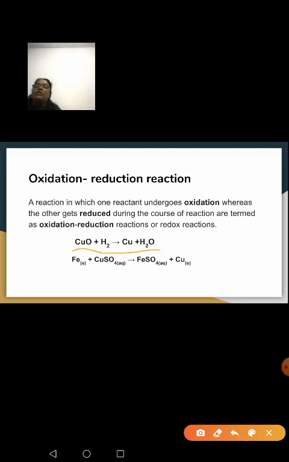I've given one more example also. This displacement reaction that we saw: iron with copper sulfate forms iron sulfate and copper. So iron is undergoing oxidation, it is gaining oxygen, FeSO4. CuSO4 is losing its oxygen, the sulfate is lost, and it becomes copper. So these are examples of oxidation reduction reactions.